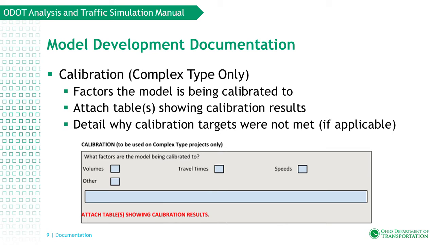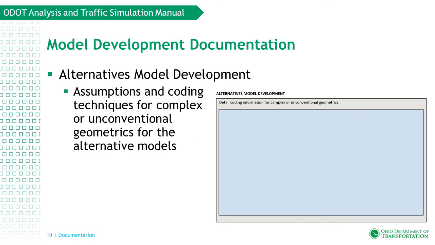Under the calibration section of the model development documentation form, the factors the model is being calibrated to should be selected. Tables should be attached to this form showing the calibration results. If the calibration targets outlined in the OATS manual are not met, details should be provided on this form. As previously mentioned, calibration is only for complex type projects. Similar to the base model development, assumptions and coding techniques for complex or unconventional geometrics for the alternative models should be detailed on this form.